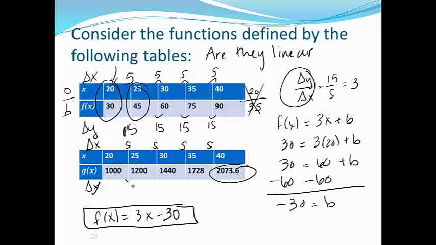But to show this, we'll recognize that the change between 1000 and 1200 is 200, 1200 and 1440 is 240, in which case the ratios 200 over 5 and 240 over 5 are not going to be the same, and this is not a linear function.